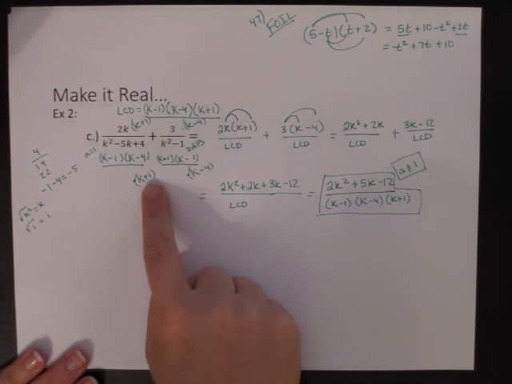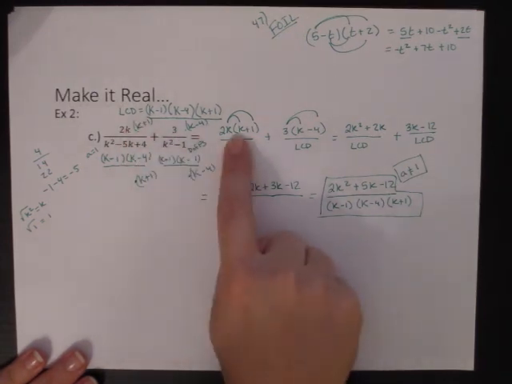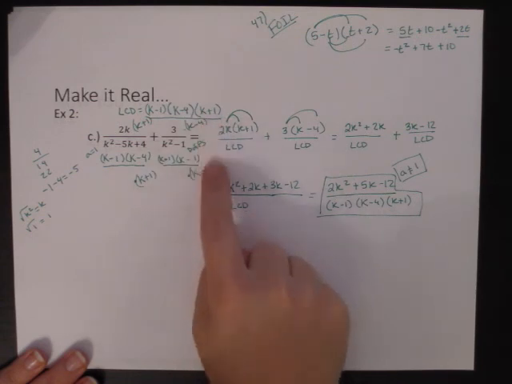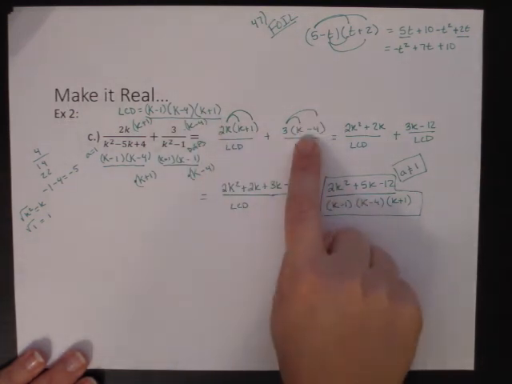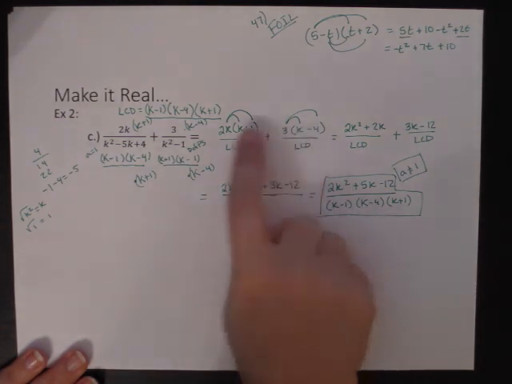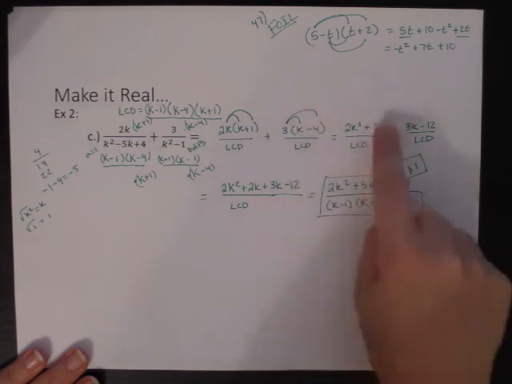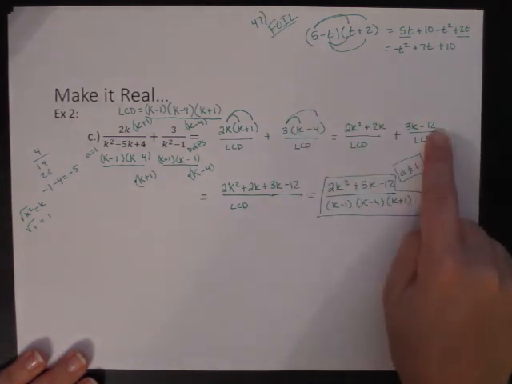So this one, what's missing is k plus 1. What we do to the bottom, we have to do to the top. And I want you to literally write that part out and put it over the LCD. Then we compare our second denominator to our LCD, and we see that we're missing a k minus 4. So we go 3 times k minus 4 over LCD. In order to clean up our numerators, we have to distribute. So make sure that you distribute and show that step.